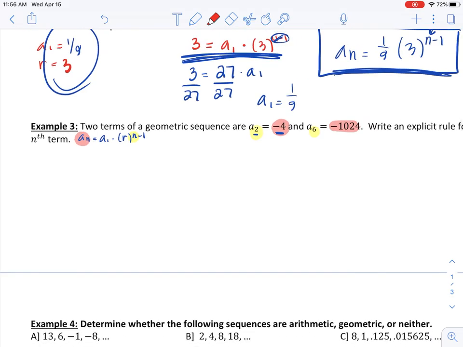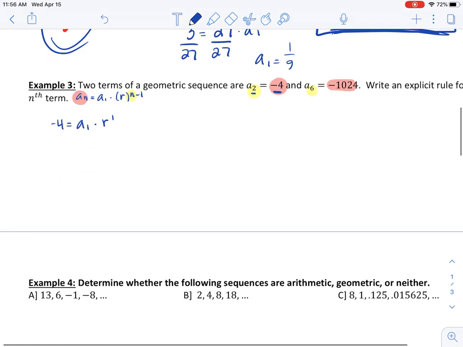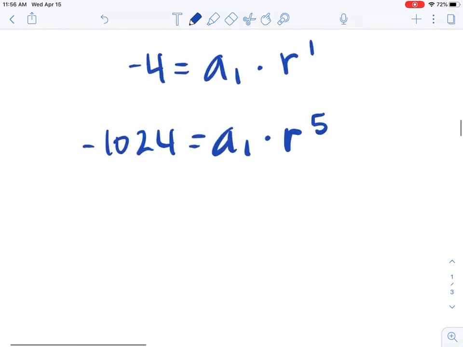So I'm going to go ahead and write my two equations. My first equation is -4 equals, I don't know what a sub 1 is, times, I don't know what r is, to the n minus 1. So that's 2 minus 1, or you can just erase that and just put first power. My other equation, -1024 equals a sub 1 times r to the n minus 1. 6 minus 1. Or I can just erase that and put fifth power. Ooh, that's not going to be helpful. Okay. All right, so I have two equations with two variables, and I need to solve it.